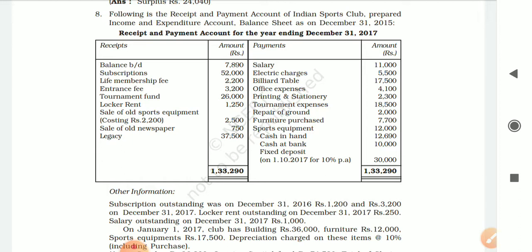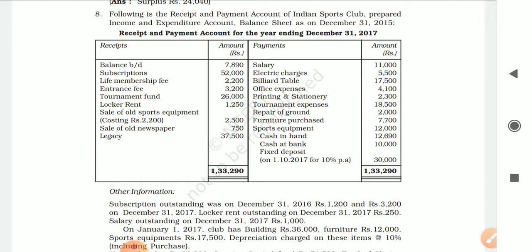Now, other information. Subscription outstanding as on December 31st, 2016 is 1200. So previous year subscription outstanding is 1200 and 3200 on December 31st, 2017. Current year's subscription outstanding is 3200. Locker rent outstanding for current year 2017 is 250. Salary outstanding on December 31st, 2017, current year, is 1000.